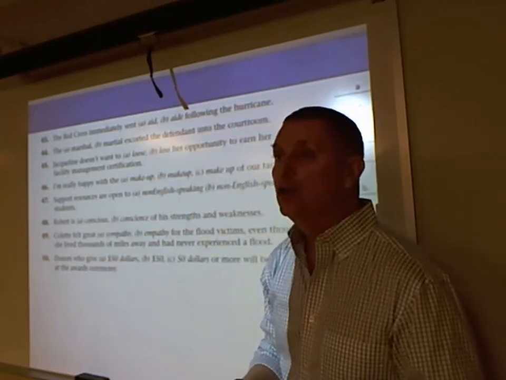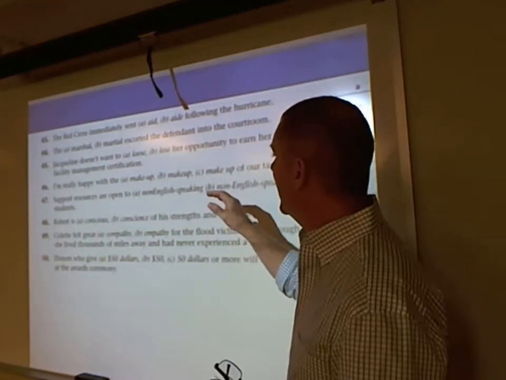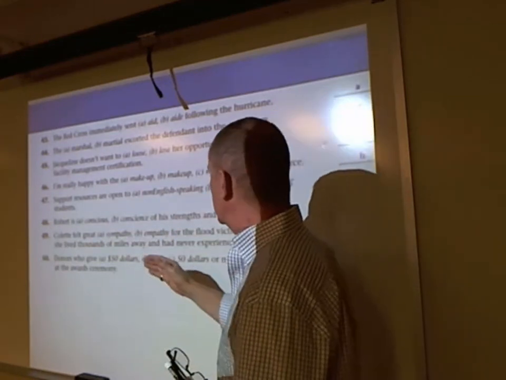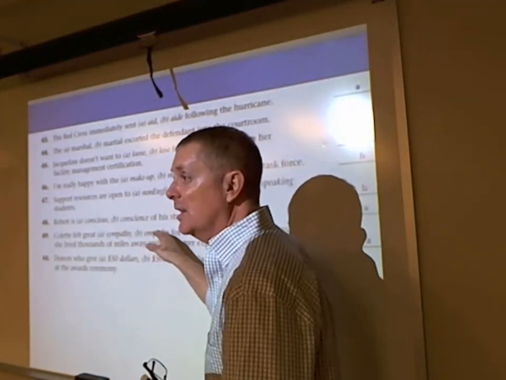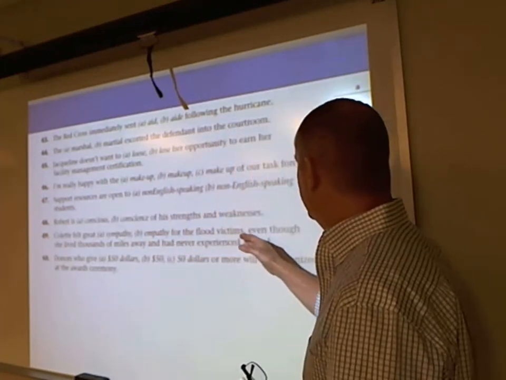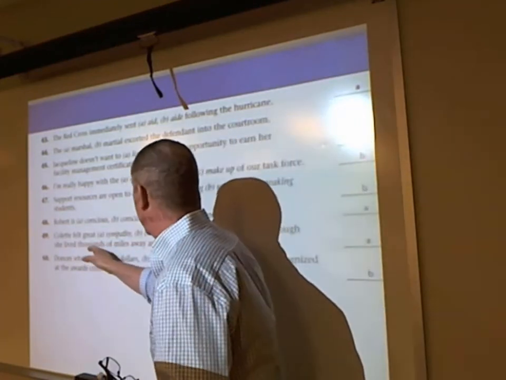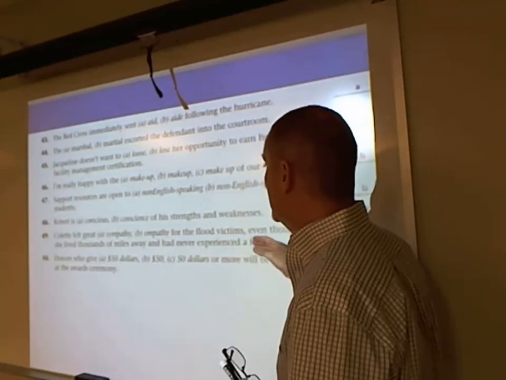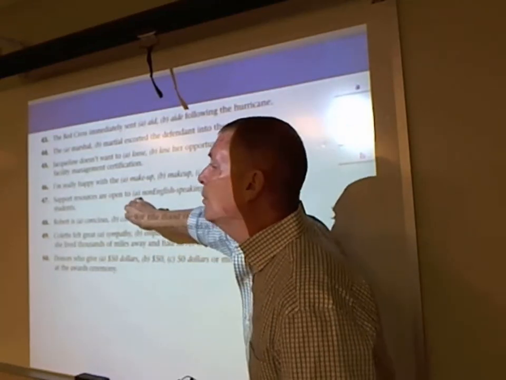Number 49, Colette felt great sympathy or empathy, I don't know the answer until I read the rest of it, for the flood victims, even though she lived thousands of miles away and had never experienced it. Had she experienced it, she would empathize with them. But she didn't experience it, so she sympathizes with them. Letter A.